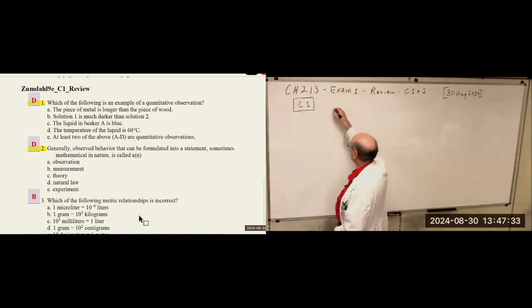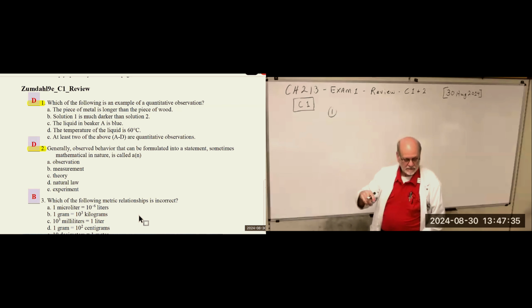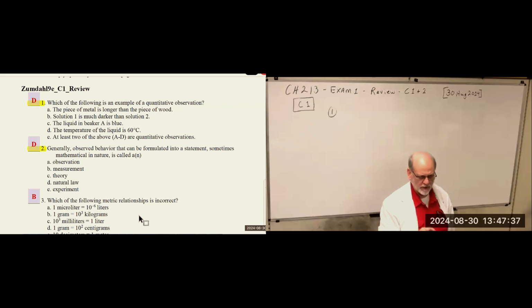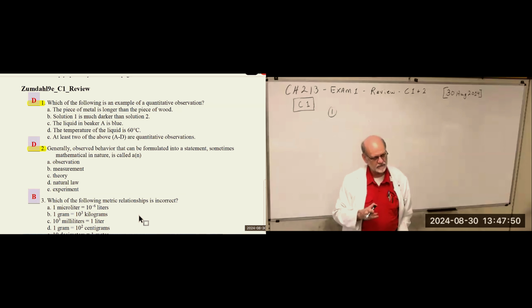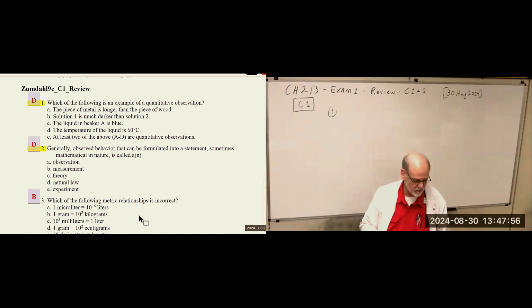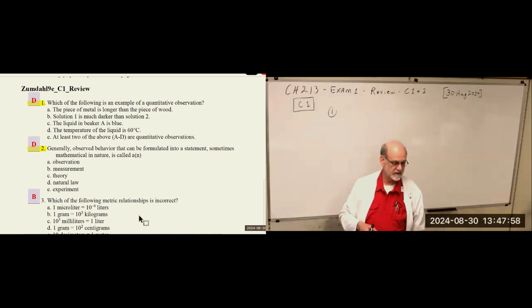So for number 1, which of the following is an example of a quantitative observation? Remember the difference between quantitative and qualitative. Numbers versus an observable difference. Just a general observation is qualitative. Quantitative observations always have a number associated with them. So the best answer for that one would be D. The temperature of the liquid is 60 degrees.